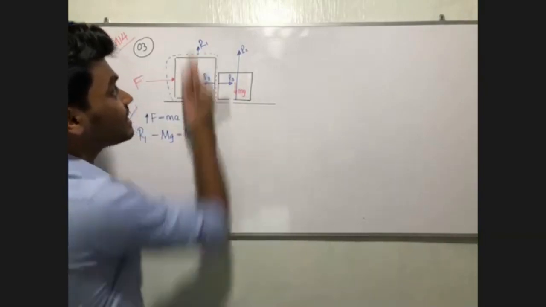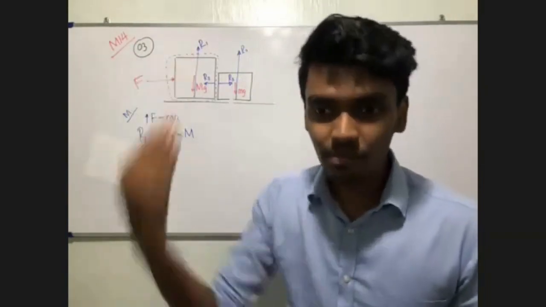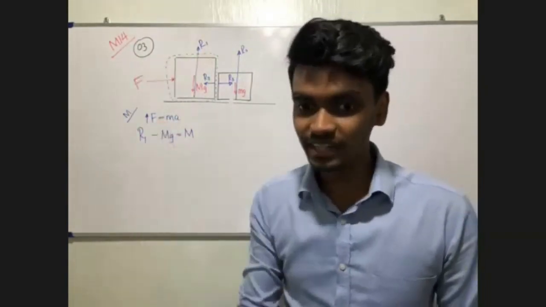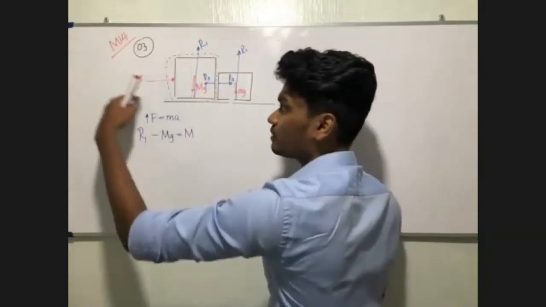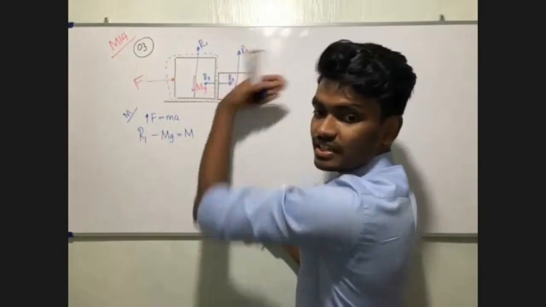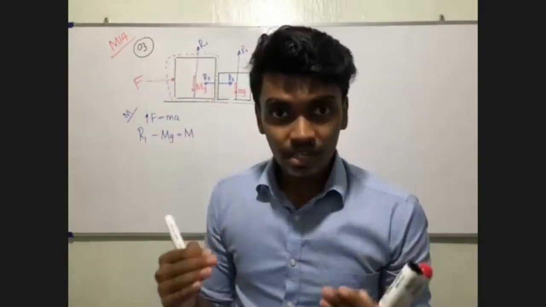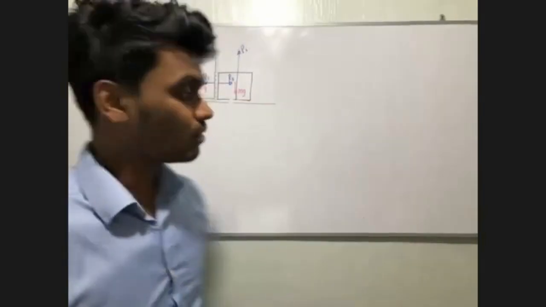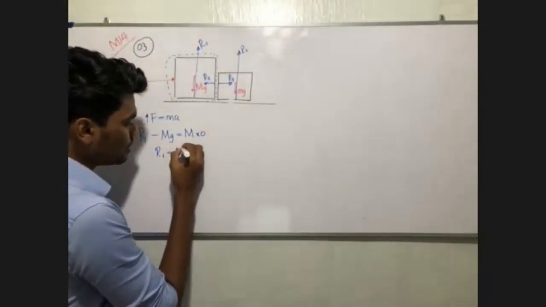What is the acceleration in the upward direction? Is the object moving in the upward direction? No, guys. It's moving only in this direction. Due to the application of force capital F, the system is moving in the horizontal direction. It's not moving in the upward direction, which means the upward acceleration is 0. Therefore, R1 is equal to Mg.